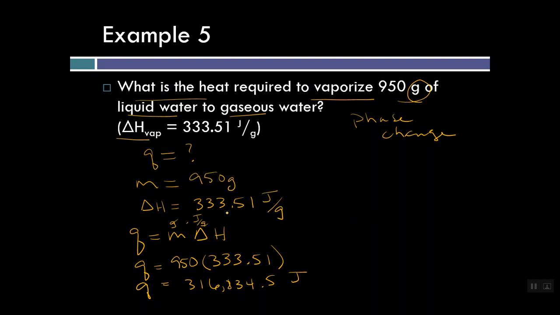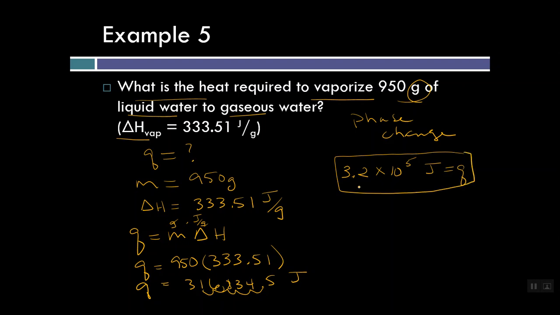And if I wanted to do that in, let's say, 2 significant digits, that would be 3.2 times 10, let's see, would we move it 1, 2, 3, 4, 5, times 10 to the 5th joules for Q. If I wanted to do scientific notation, that gives me 2 significant digits. You'll be having multiple choice questions on your test, so you just have to be able to go back and forth.